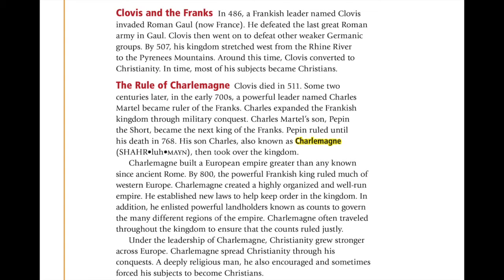Under the leadership of Charlemagne, Christianity grew stronger across Europe. Charlemagne spread Christianity through his conquests. A deeply religious man, he also encouraged and sometimes forced his subjects to become Christians.